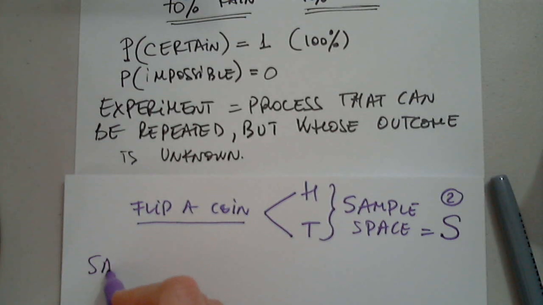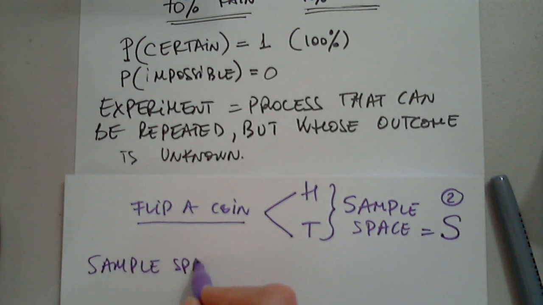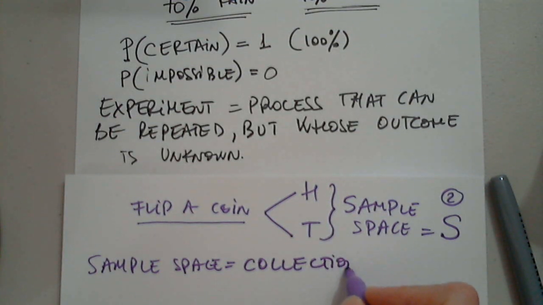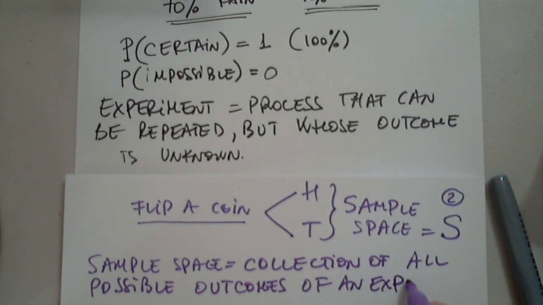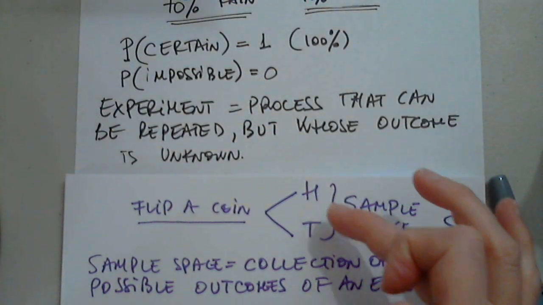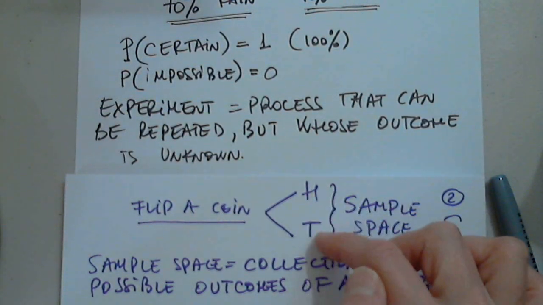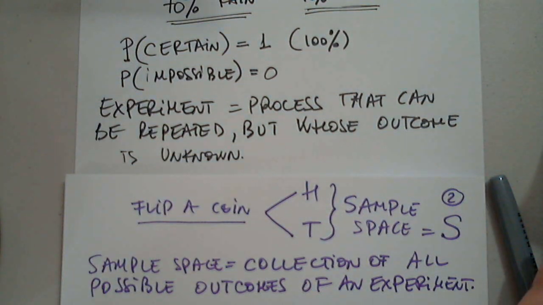So the sample space is a collection of all possible outcomes of an experiment. Stop me anytime if you have questions, please. So that's why this is our sample space, because nothing else can happen. There is no third or fourth option. Okay.